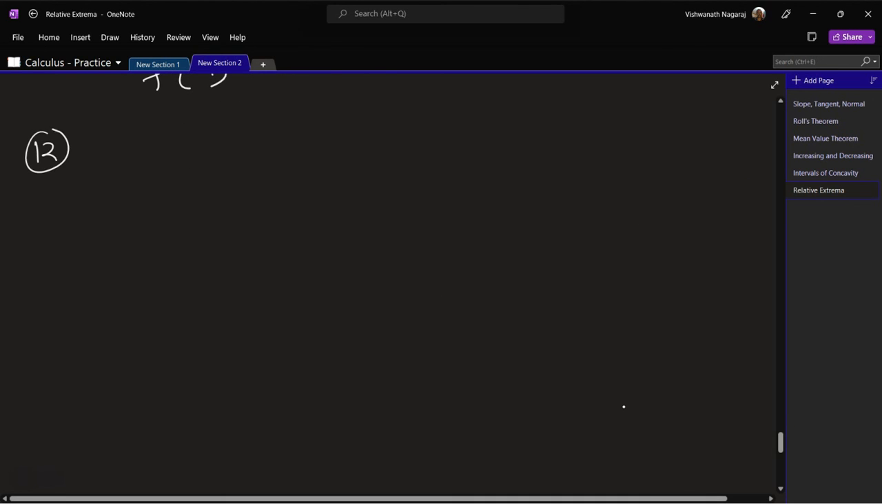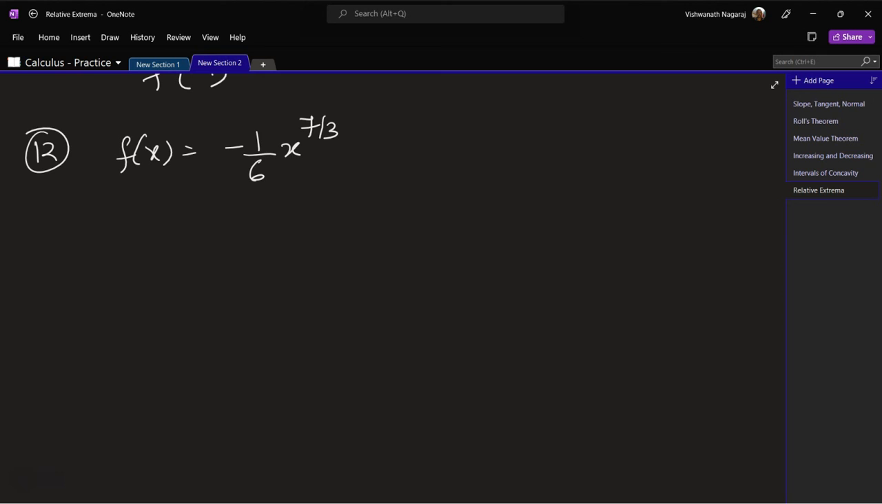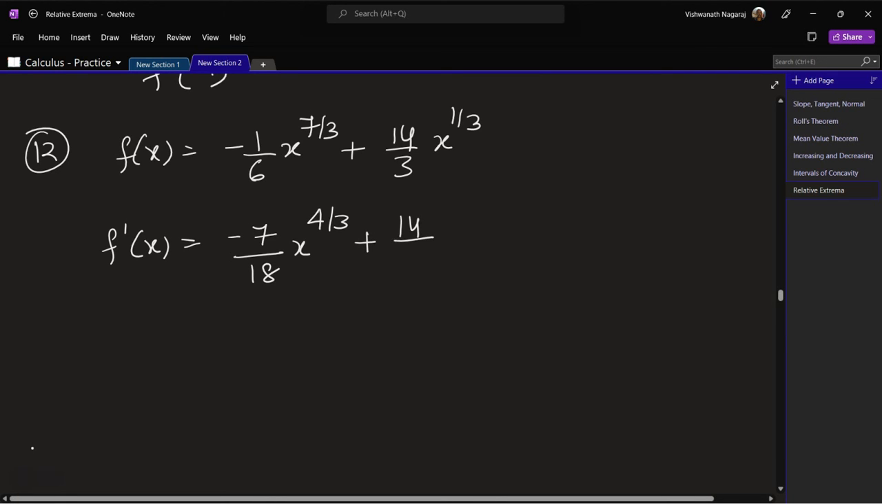Now let's look at the 12th one. f of x is equal to minus 1 by 6 x to the power of 7 by 3 plus 14 by 3 times x to the power of 1 by 3. f prime of x is going to be minus 7 by 18 x to the power of 7 by 3 minus 1, which gives us 4 by 3, plus 14 by 9 x to the power of 1 by 3 minus 1, which gives us minus 2 by 3.